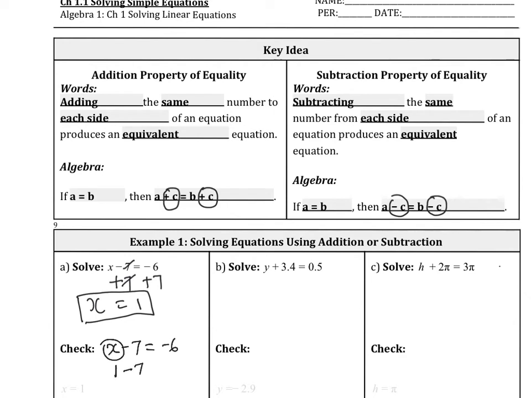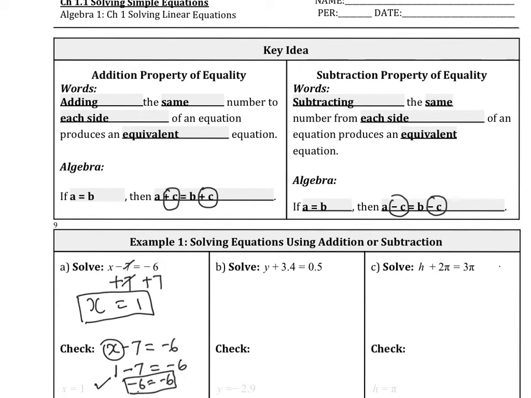So 1 minus 7 equals negative 6. 1 minus 7 is negative 6 and it's equal to negative 6. If both sides are equal, then your x value is correct. You check the equation and it came out true.